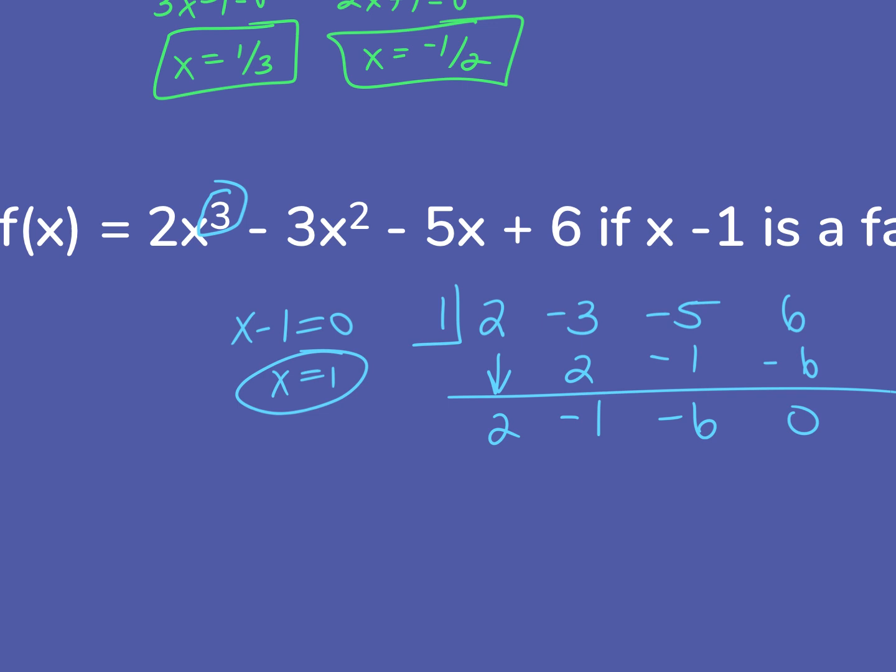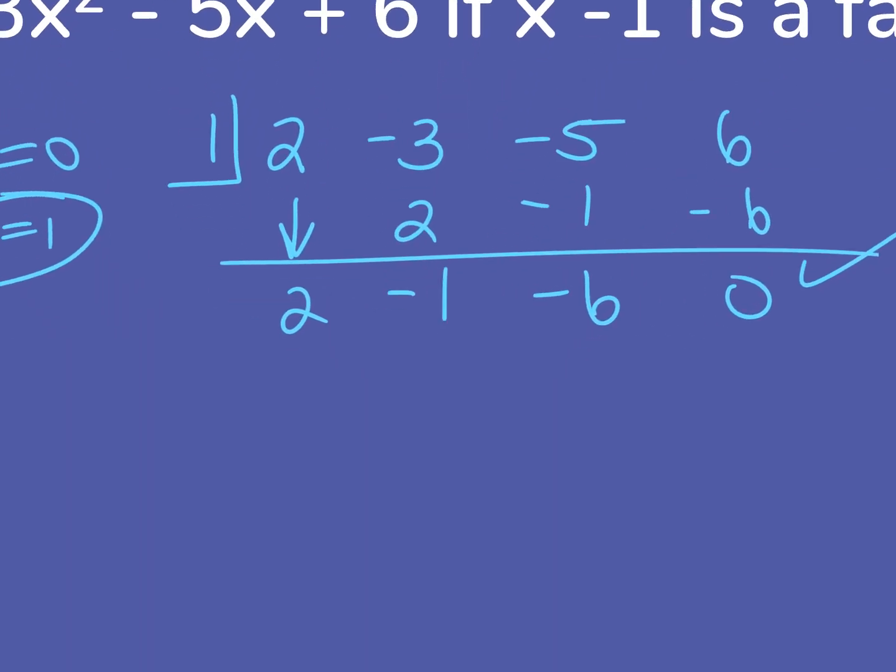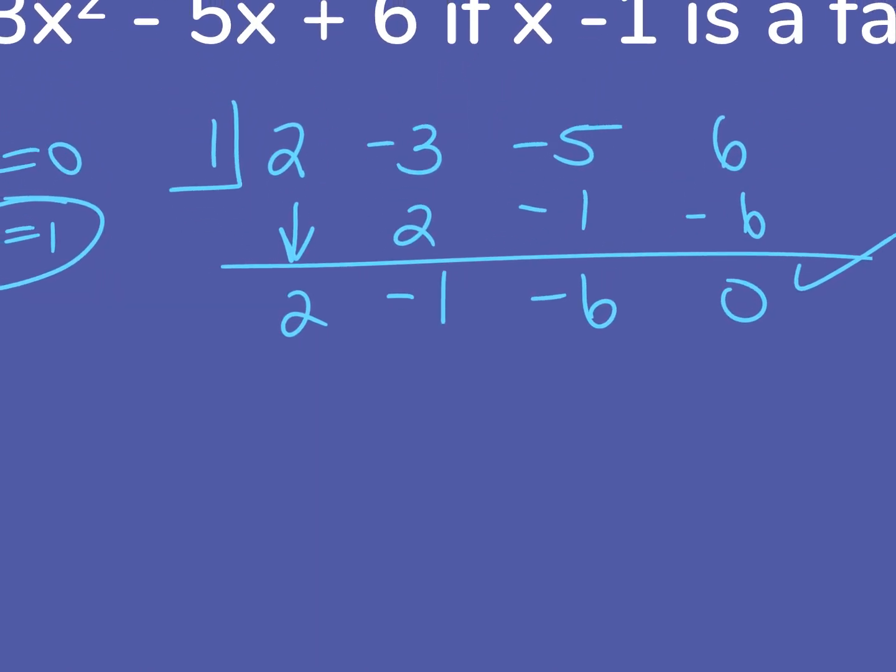If you don't get 0 here, when they tell you something is a factor, go back and check your math because you did something wrong. So we're good here. So what's left over? What's my resulting polynomial? 2x squared minus 1x minus 6 equals what? 0. And what do we hope happens here? We hope it can factor.